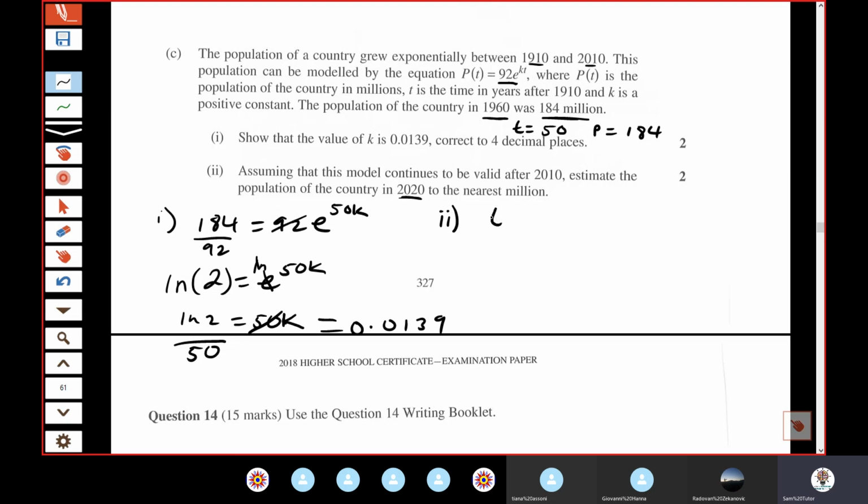So how many years is that? T equals 110 years. So do you take 2020 minus 1910? Yeah, because we started in 1910, so 110 years. 2020 take away 1910, yeah, 110. And that's it. Very easy. P equals 92 e^(Kt).